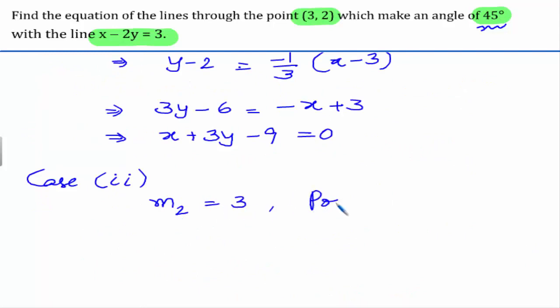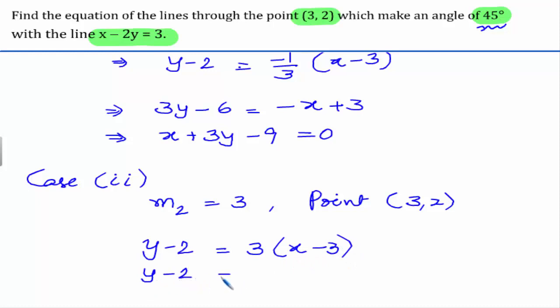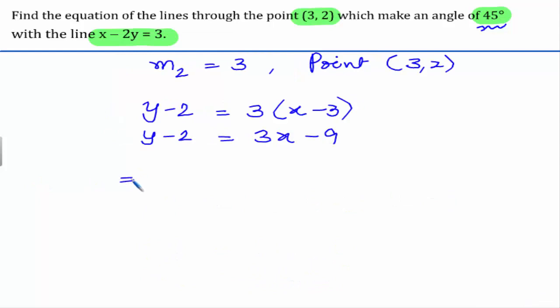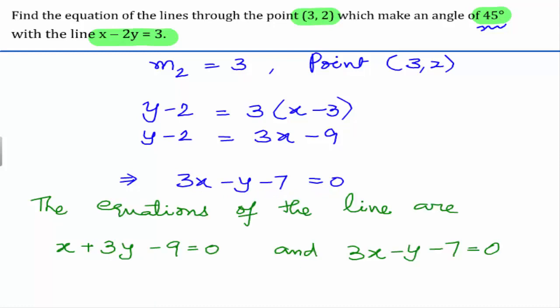and the point is (3, 2). Now y minus 2 is equal to 3 into (x minus 3). This is y minus 2 is equal to 3x minus 9. Now if we write together, 3x minus y minus 7 is equal to 0. So the equations of the lines are x plus 3y minus 9 is equal to 0 and 3x minus y minus 7 is equal to 0.